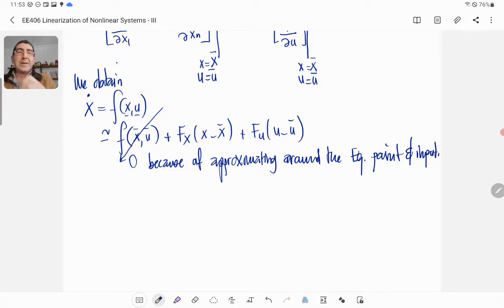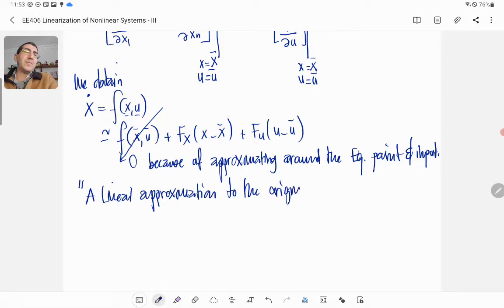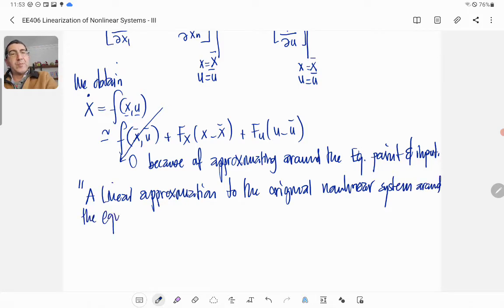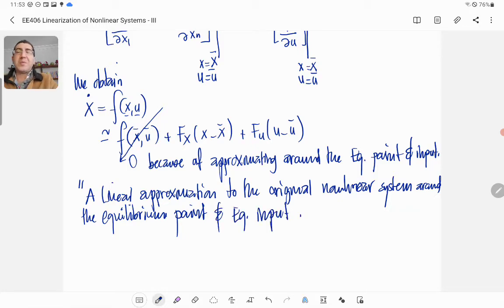Okay, so this is essentially a linear approximation to the original nonlinear system around the equilibrium point and equilibrium input, to be specific.